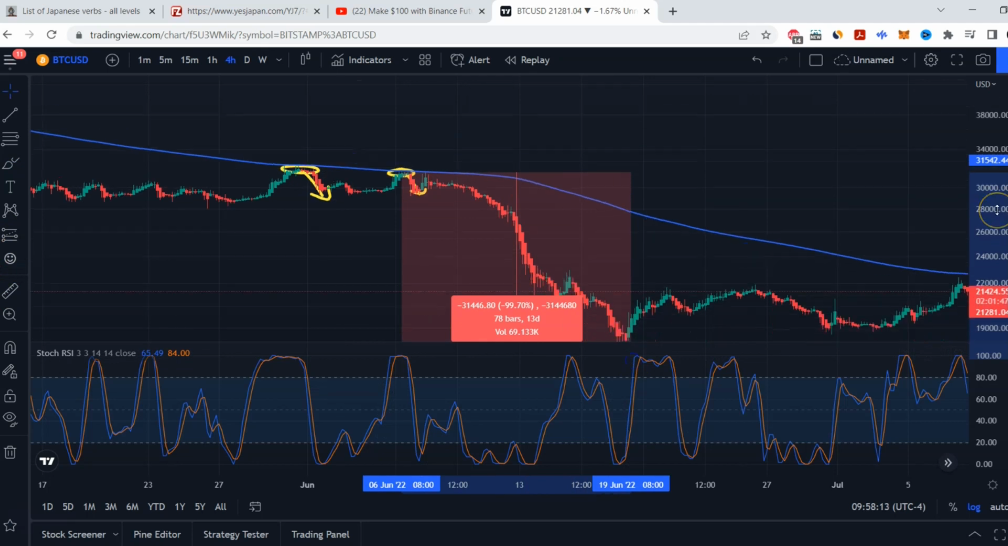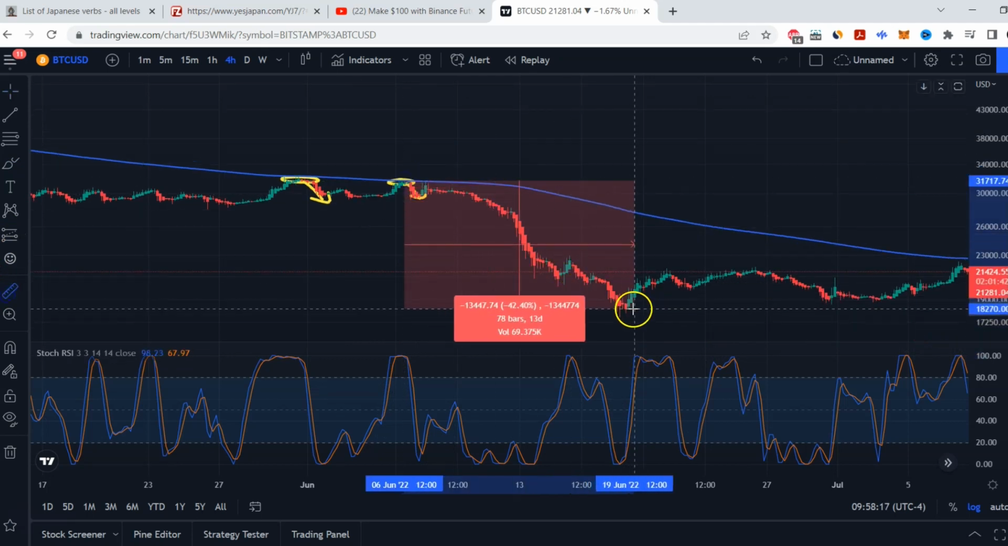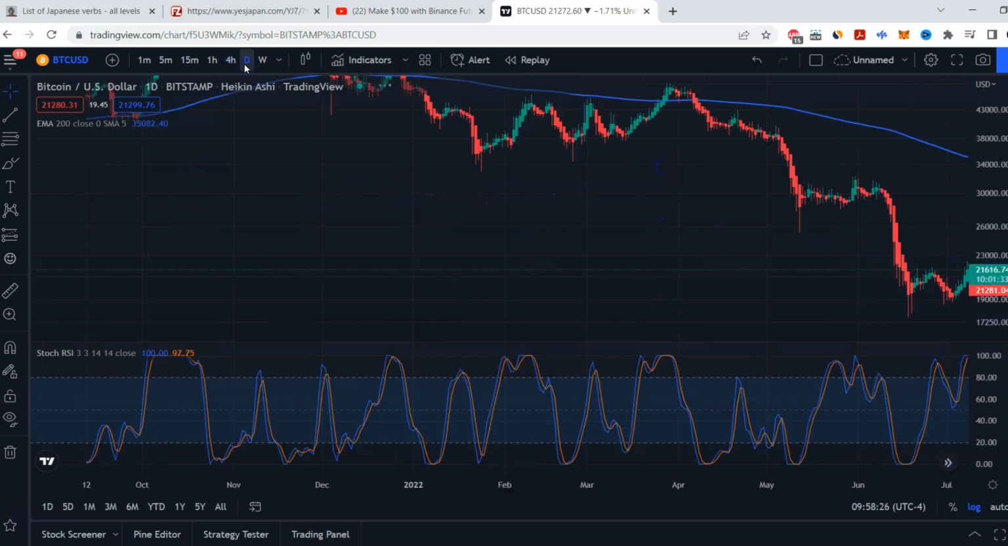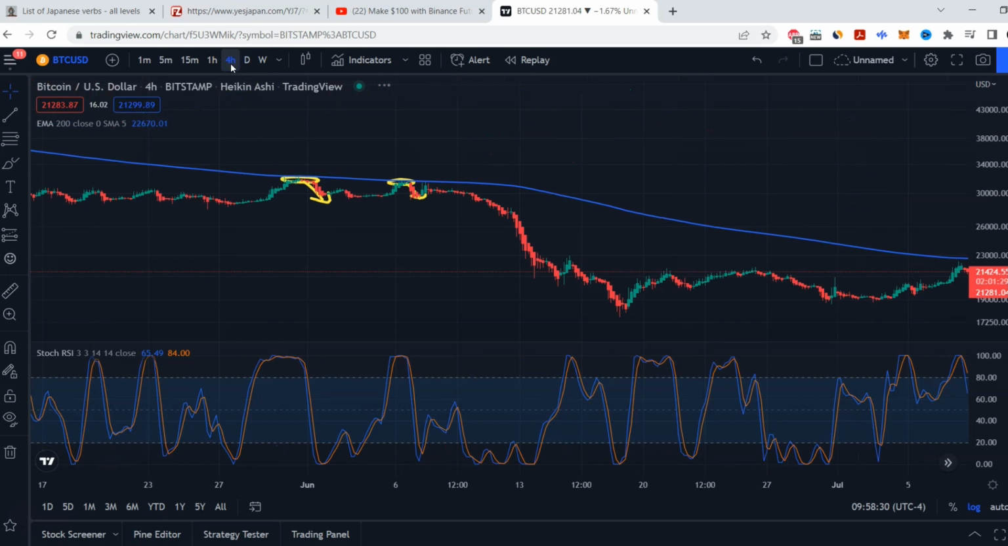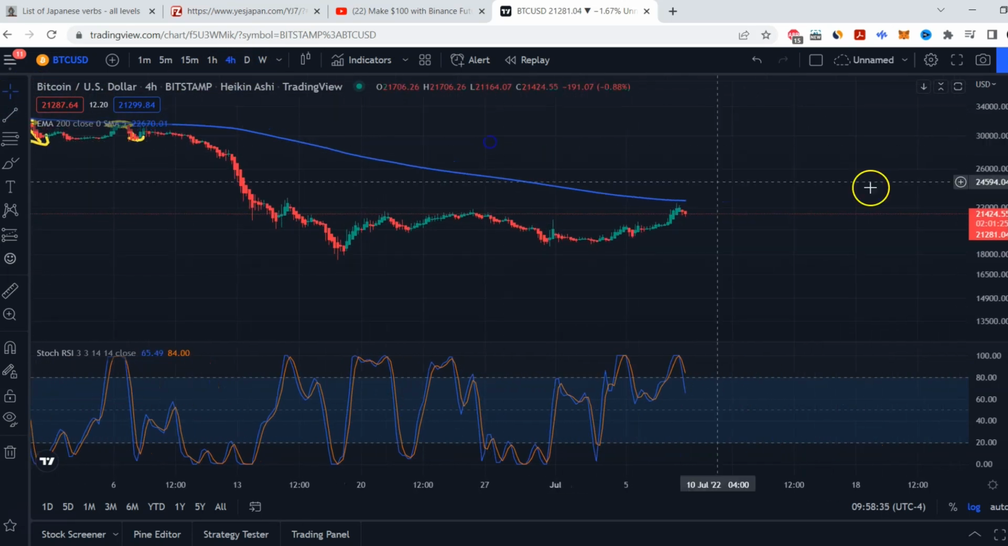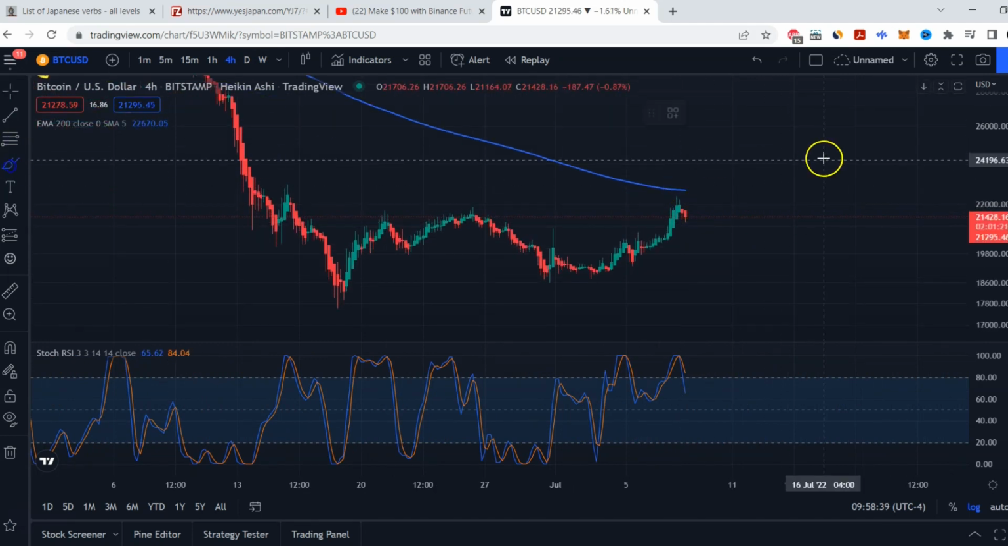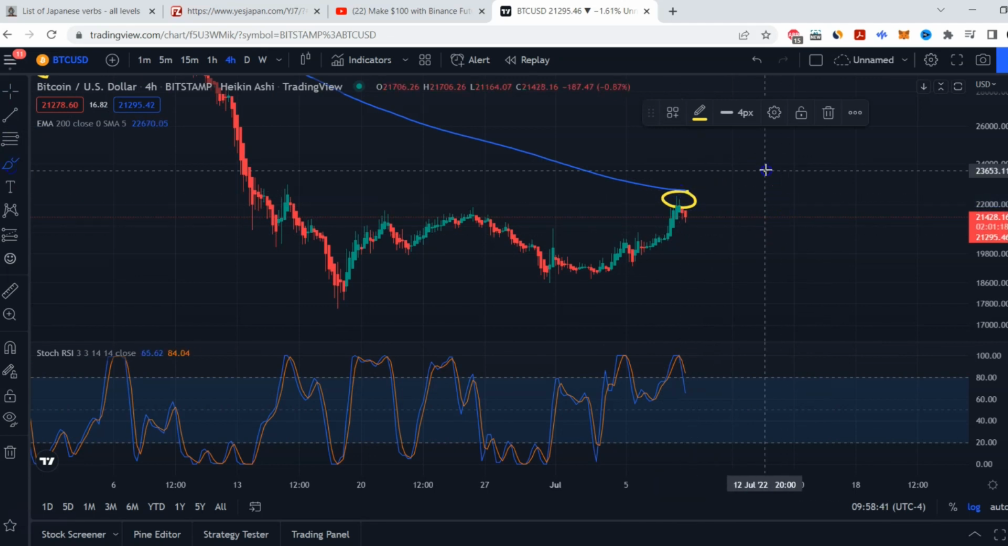Let me zoom out a little bit, and you can see we could ride a 42% drop from the top here. I'm looking at the 4 hour and daily charts only, guys. I don't look at the 15 minute or 5 minute because they are very noisy. So the 4 hour and daily charts are what I'm looking at. You can see it tried to hit the 200 moving average again right here, but it fails.